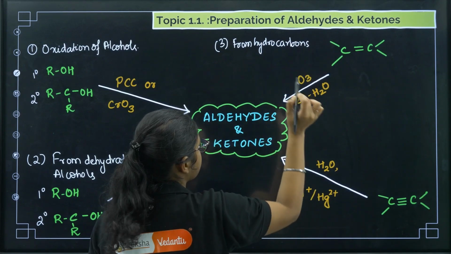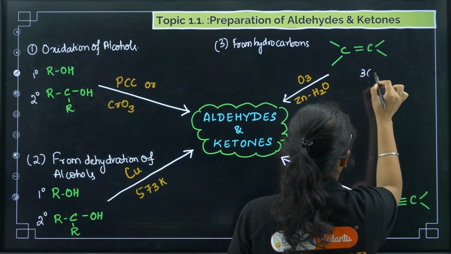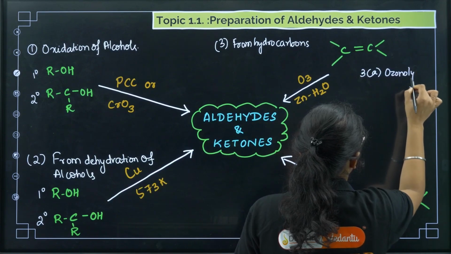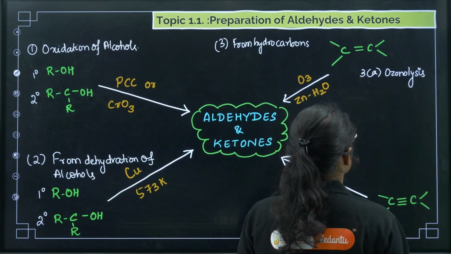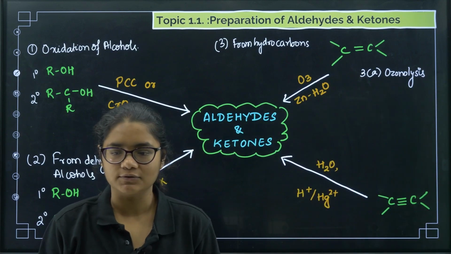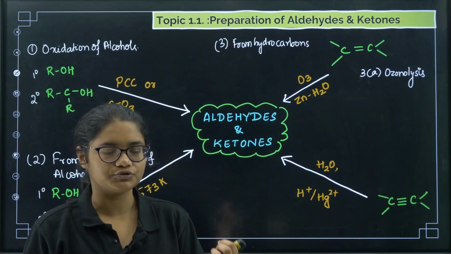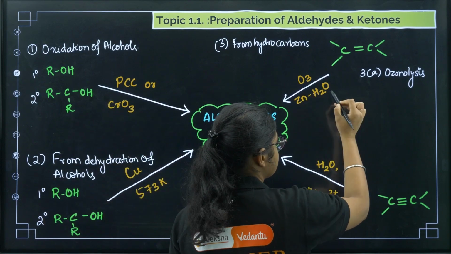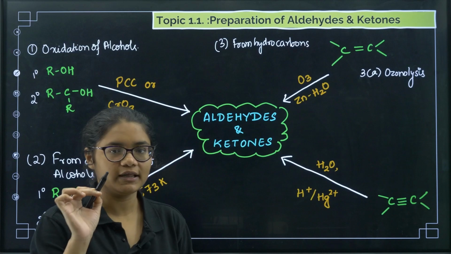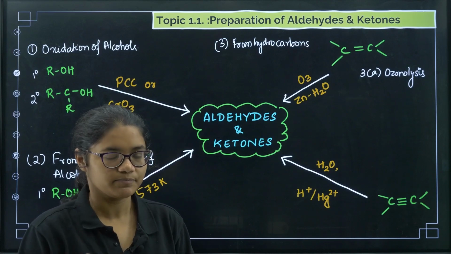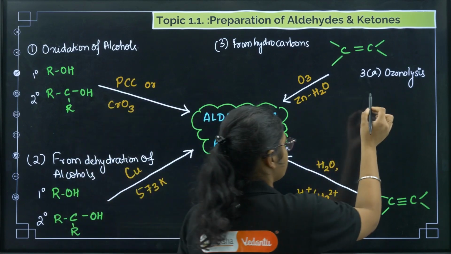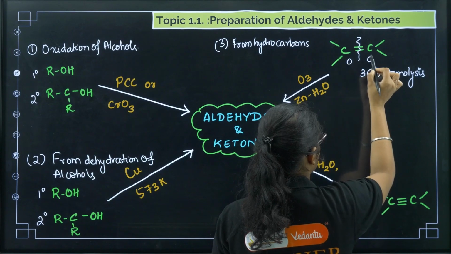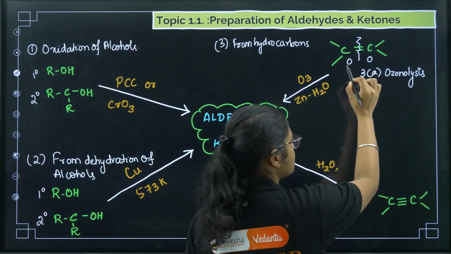Okay, in this, the first one we have, 3A, is ozonolysis. Under ozonolysis, the reagent used here is O3, Zn and water. O3 in presence of Zn and water. Now here what happens: when you treat with this, this bond breaks, and we attach a double bond and attach oxygen on both sides.